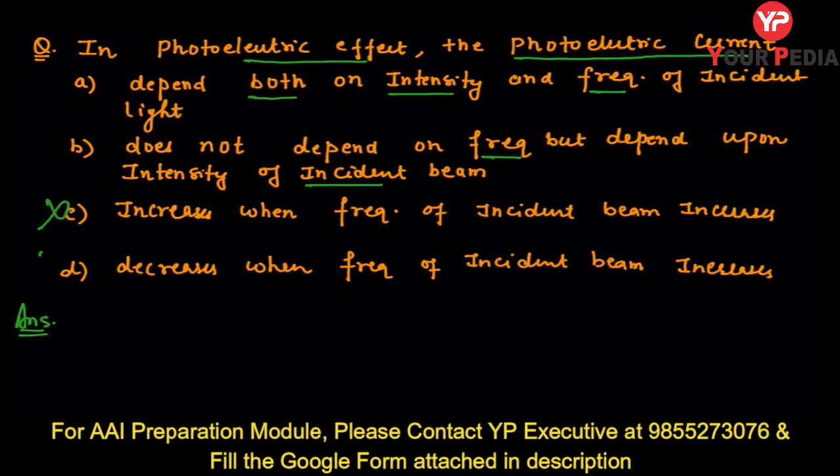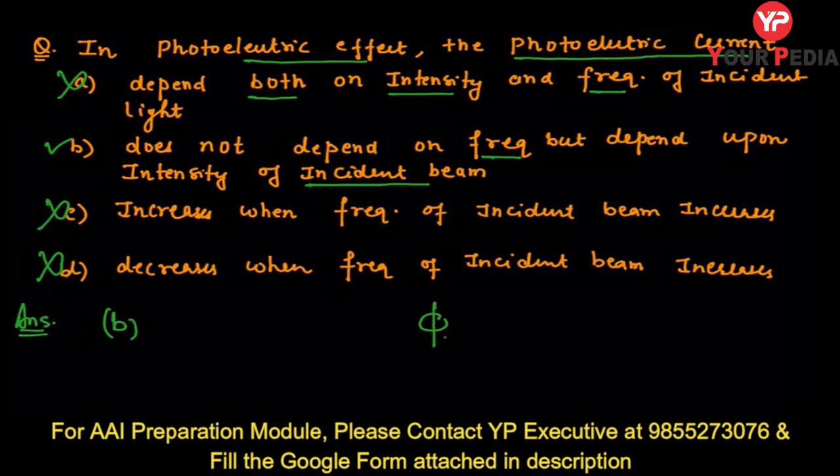So देखो, C और D तो आप हटा ही दीजिए. I have told you already that increasing frequency doesn't increase the number of ejected electrons. So whenever there is a question of frequency variation with reference to photoelectric current, the current is constant with respect to frequency. Now come to A: depends on both intensity and frequency of incident light. Not so, because it is independent of frequency. So the answer will be B. It depends on the intensity of the incident beam, not on the frequency.